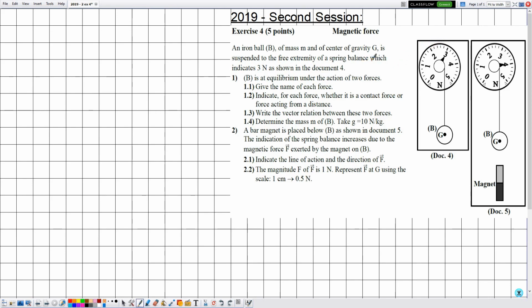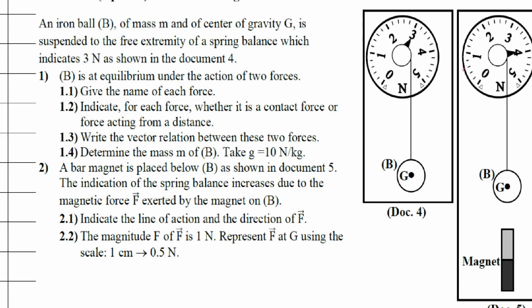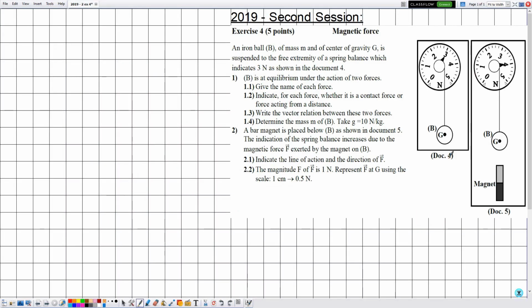An iron ball B of mass m and of center of gravity G is suspended to the free extremity of a spring balance which indicates 3 newtons as shown in document 4. Then they mentioned document 4, now we are allowed to use it. Notice that till this moment they didn't mention anything about document 5, then we are not allowed to use it.